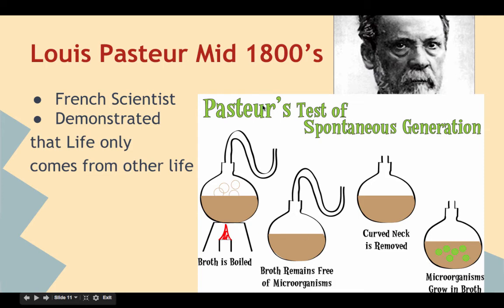However, if we have the curved neck where the microorganisms try to come into the curved neck, they can't get there. They can't make it into the broth. And so no microorganisms end up forming. So this idea of spontaneous generation is again denied and demonstrated that it's not true, but that life only comes from other life. Okay?